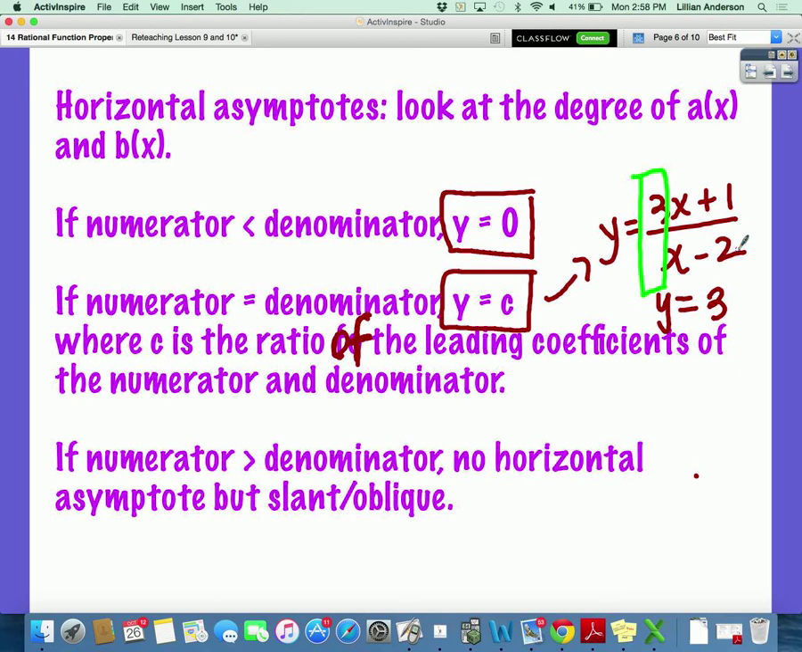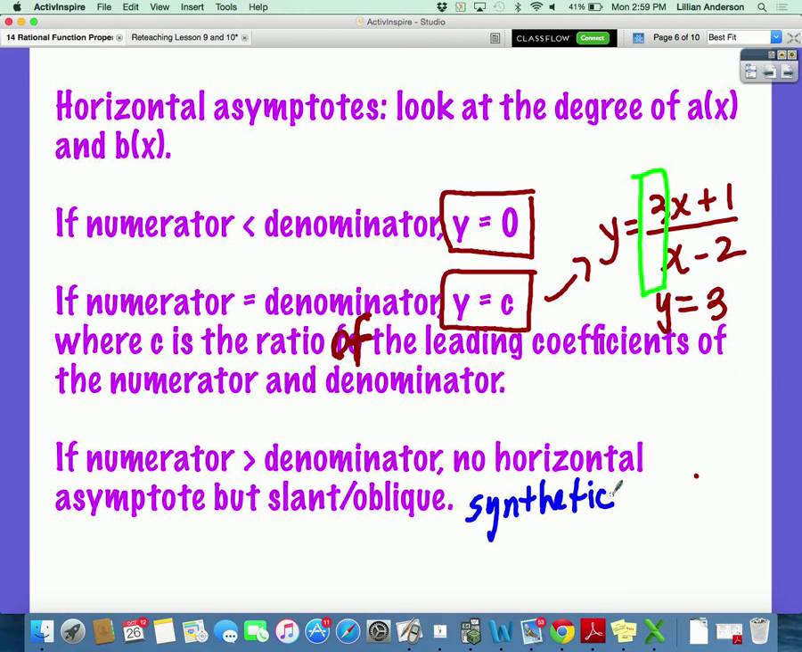Now, your slant asymptotes, these occur when your numerator is bigger than your denominator. To find what the slant asymptote is, you have to use synthetic division. Synthetic is the one where you make the box and plug it in. Exactly. And then whatever you get as the result of doing synthetic division, that is your slant asymptote.